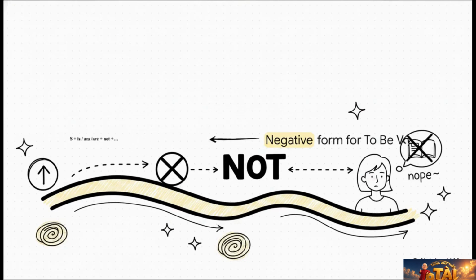You just drop the word not right after is, am, or are. You don't have to bring in any outside helper words at all. So that positive statement smoothly and easily transitions to she isn't a teacher.